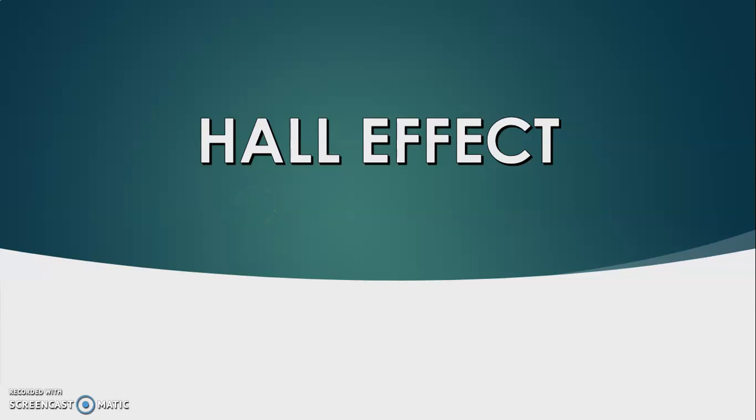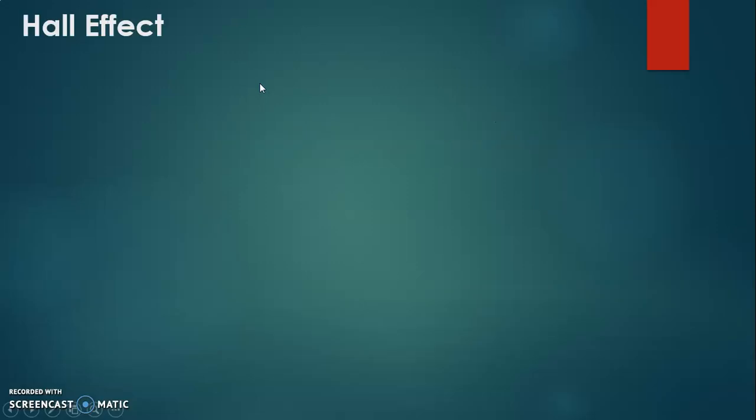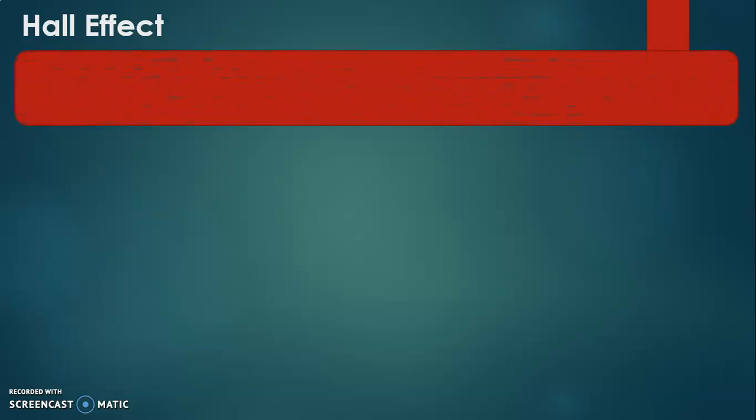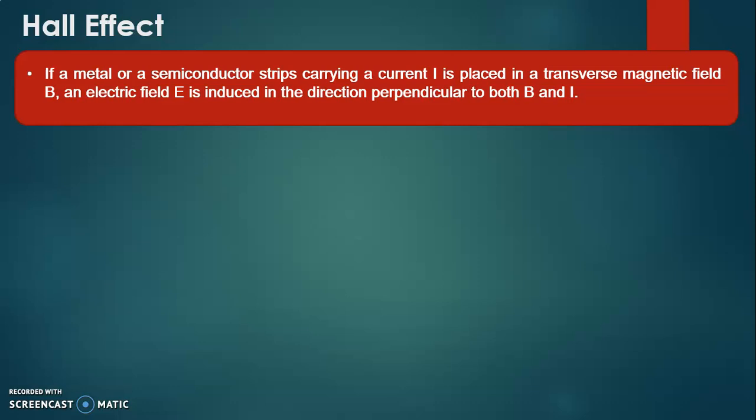Hi friends, today we are going to see a new topic in semiconductors, which is the Hall effect. First we'll see the statement of the Hall effect. If a metal or a semiconductor strip carrying a current I is placed in a transverse magnetic field B, an electric field E is induced in the direction perpendicular to both B and I.